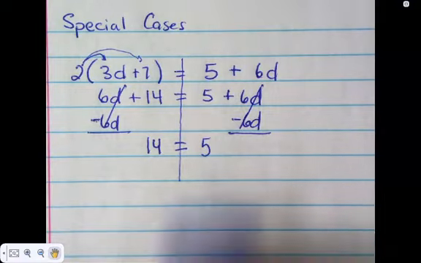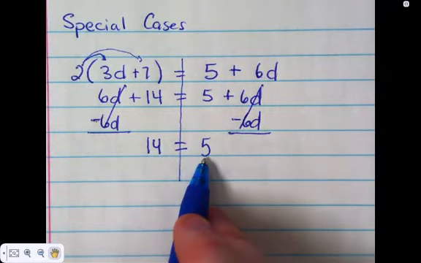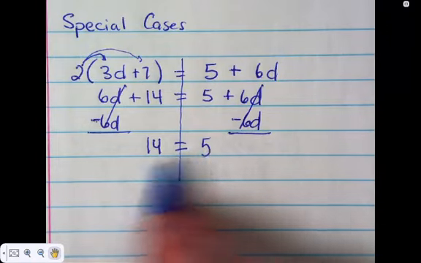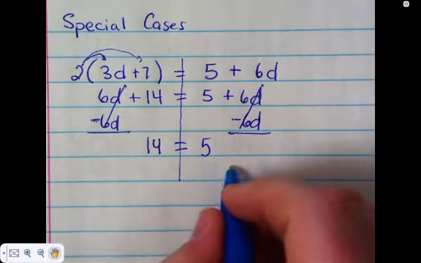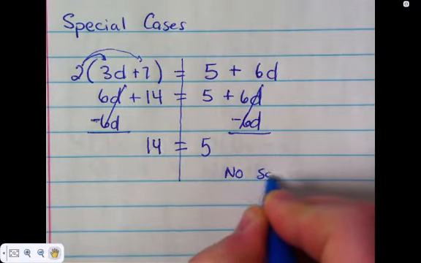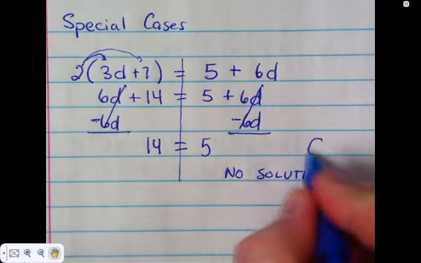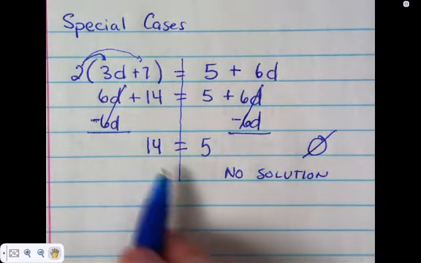Now we talked about this today. Is this a true statement or is this a false statement? We have 14 equaling 5. Well, obviously that is not the case. So when this happens, there are no numbers or no solution, or that sign there, for this kind of problem.